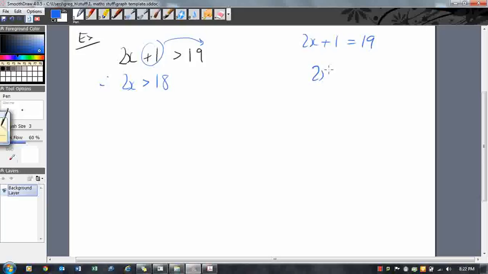What would you do if you had 2x equals 18? Well, you'd divide by 2, wouldn't you, to get it to the other side. So therefore, let's divide both sides by 2. X is greater than 18 divided by 2, 9.